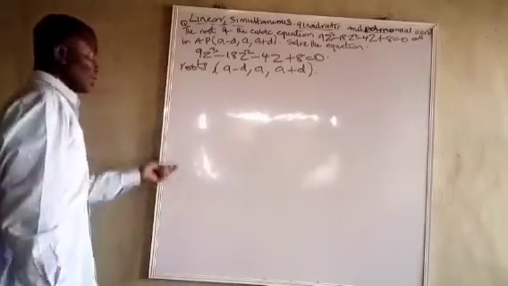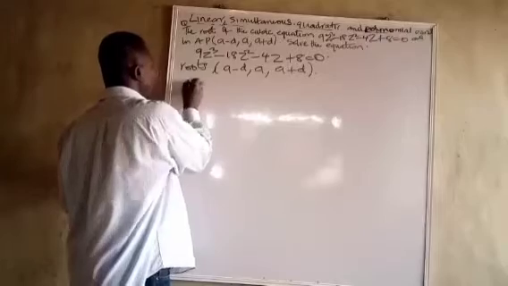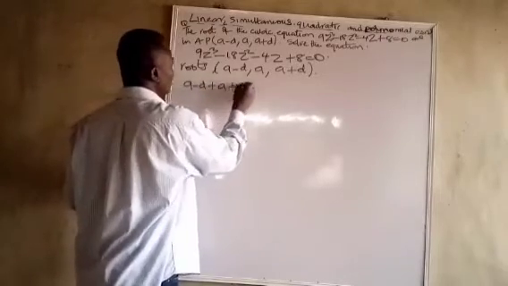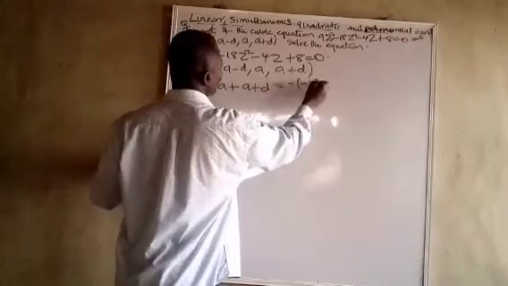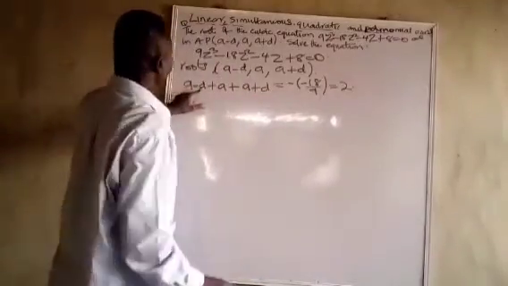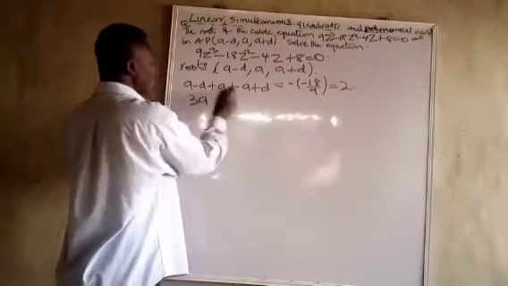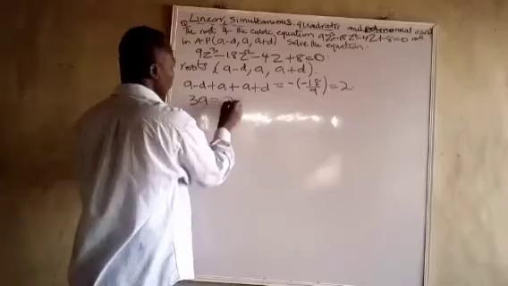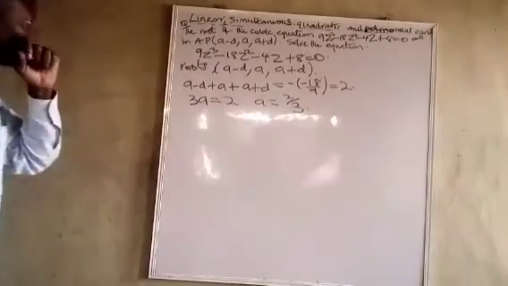So from our knowledge of sum and sum of pairs, let's look at how we can handle this. So we have a minus d plus a plus a plus d gives us minus of minus 18 over 9. That is 2. And this one, what does it give us? a plus a, that's 3a. Minus d plus d, that's 0. So 3a is equal to 2. a equals 2 over 3.